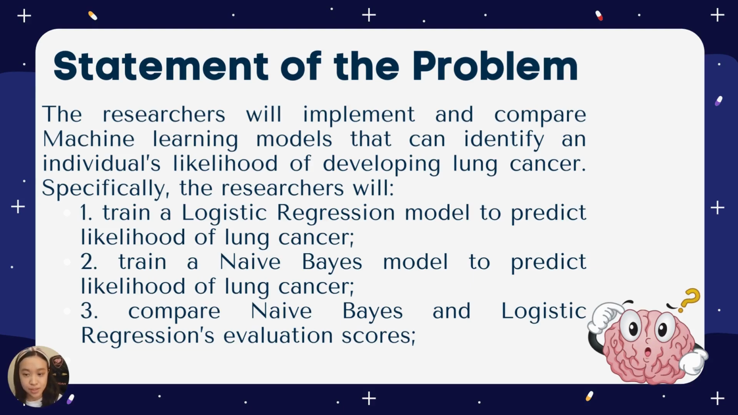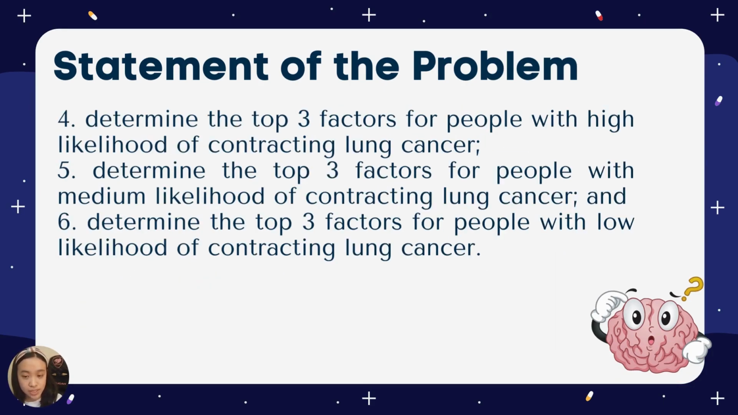The researchers will implement and compare ML models that can identify an individual's likelihood of developing lung cancer, which can be treated if identified and diagnosed early. Specifically, the researchers will train a logistic regression and a naive Bayes model to predict likelihood of lung cancer, compare both of their evaluation scores, as well as determine the top 3 factors for people with high likelihood, medium likelihood, and low likelihood of contracting lung cancer.